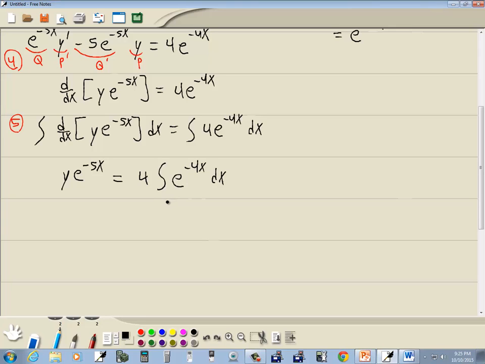This is a u substitution, so I'll let u equal negative 4x. The derivative of that will be negative 4, and then add on a dx. So we've got ye to the negative 5x equals 4. Now we're putting a negative 4 inside, so we have to offset it with a negative 1/4 out in front. You always put the reciprocal of this number out in front, because negative 1/4 times negative 4 would give us a positive 1, so we haven't really changed this value at all. And then the integral of negative 4e to the negative 4x dx.